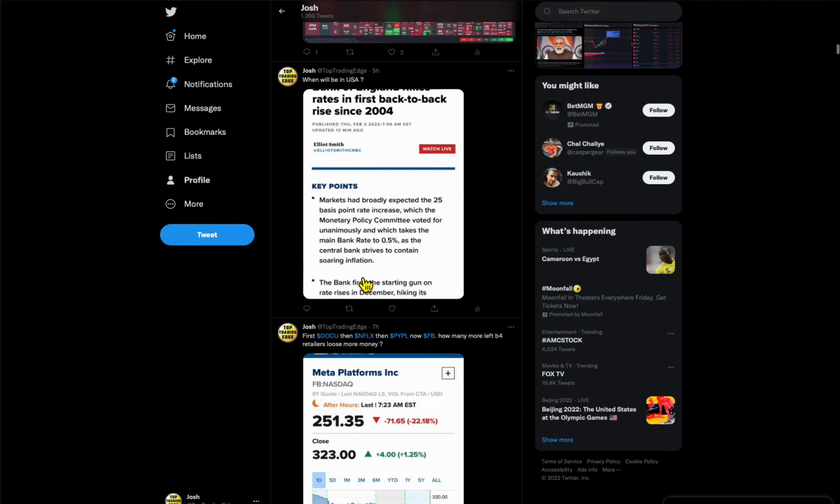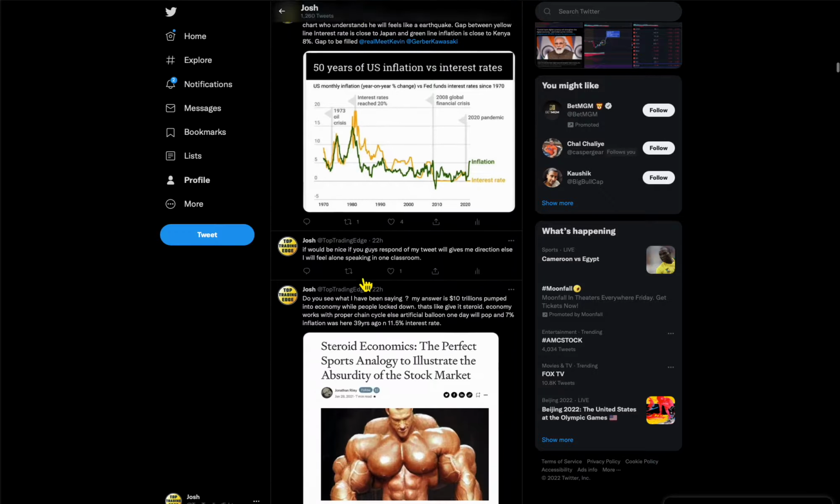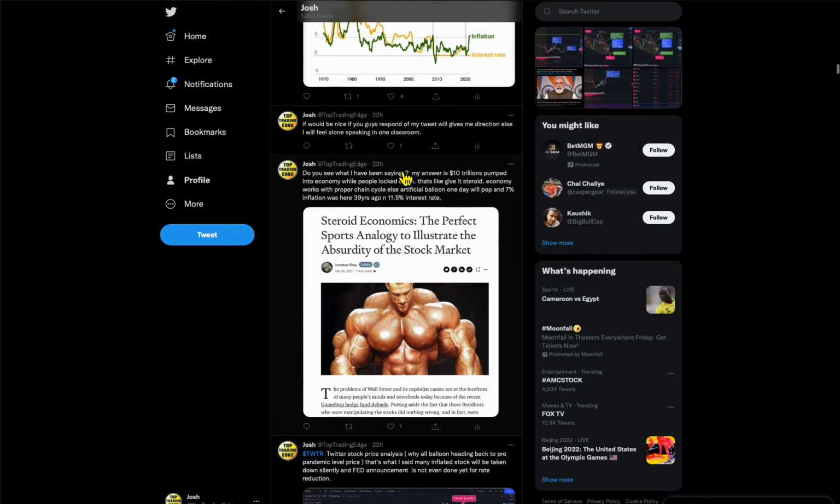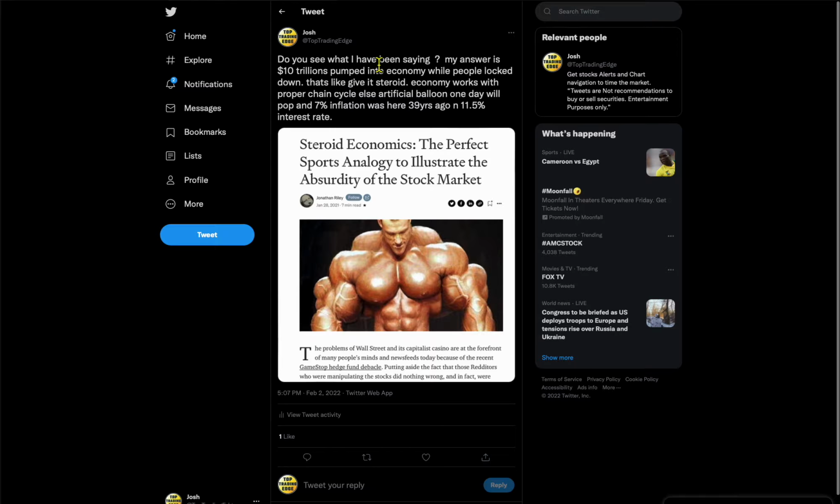Very fun, interesting chart I find. Oh, this is the one I was talking about. Do you see what I have been saying? My answer is $10 trillion pumped into the economy. This is what is being pumped into the economy, and our economy is artificially ballooned right now.